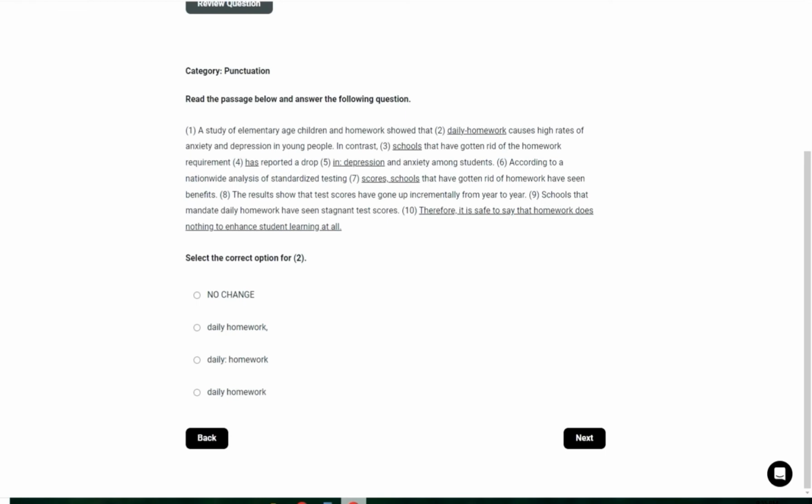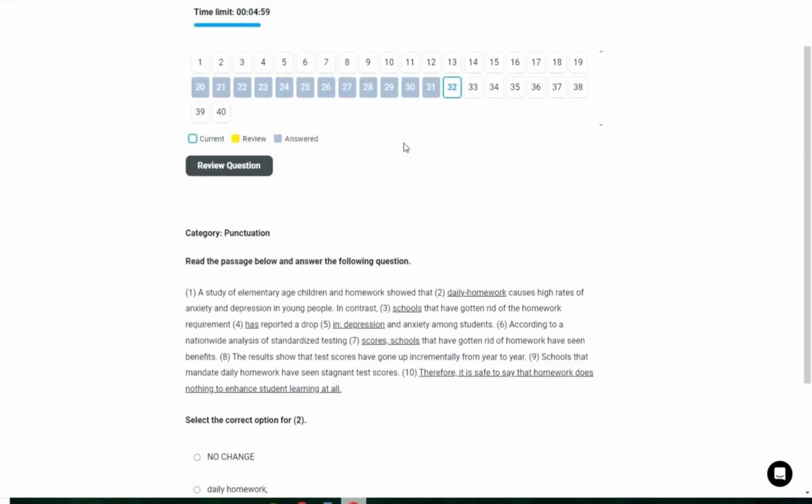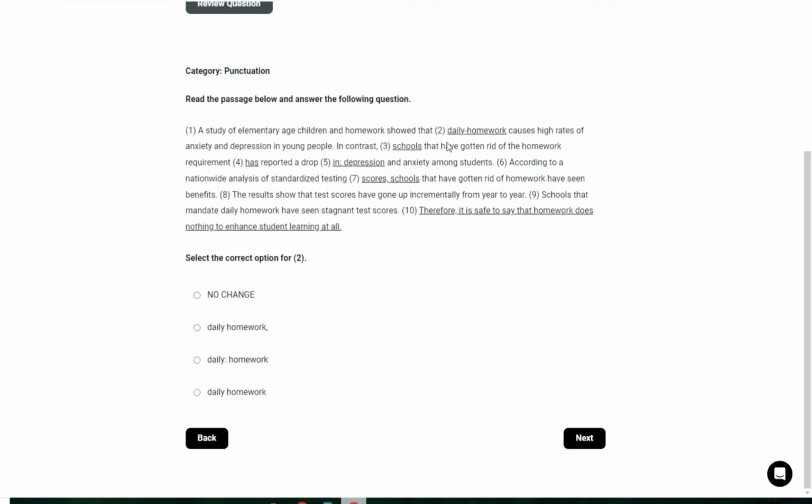Daily hyphen homework. That's not going to be correct. These two words are not going to be joined together by a hyphen because daily is an adjective for homework. Same idea as the earlier question that we saw. This isn't going to be the right answer because you don't just combine them. That's not how that works. So no change is going to be incorrect.